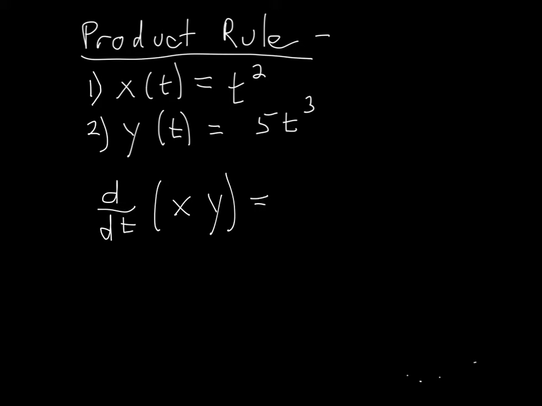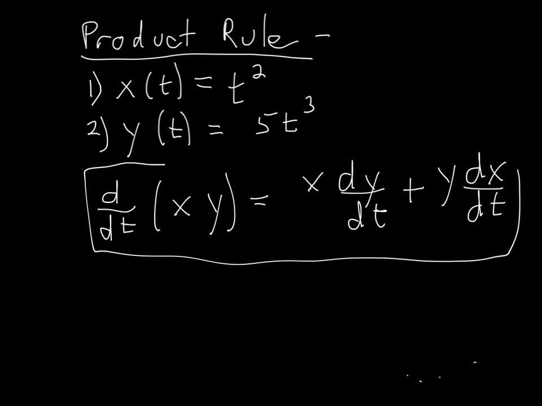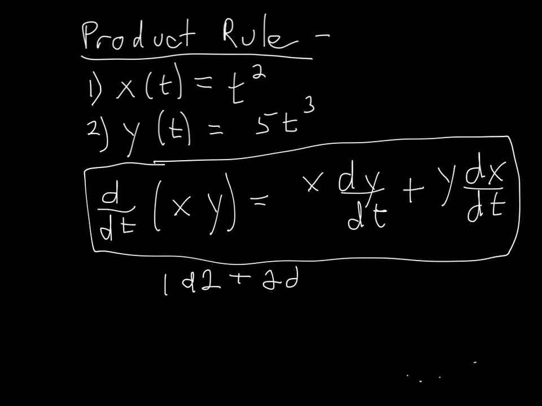So to do this, I need to use the product rule, which says I would take the first function, x, times the derivative of the second function, which is going to be dy with respect to t. And then the product rule says I add the second function times the derivative of the first function. This is the general format for the product rule. The first times the derivative of the second plus the second times the derivative of the first.